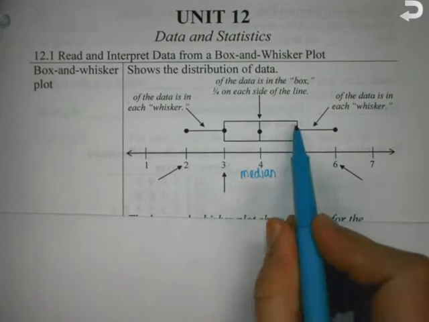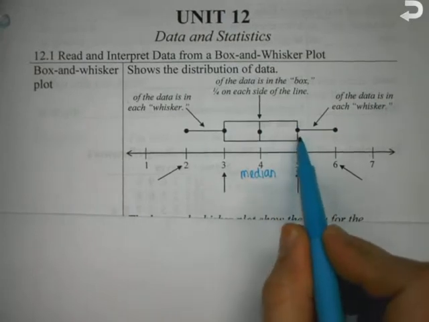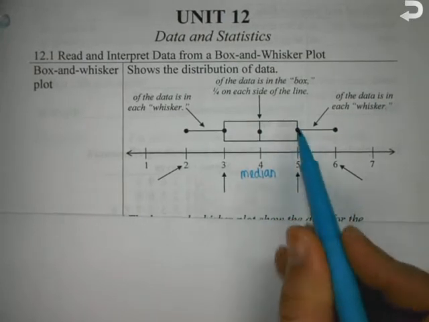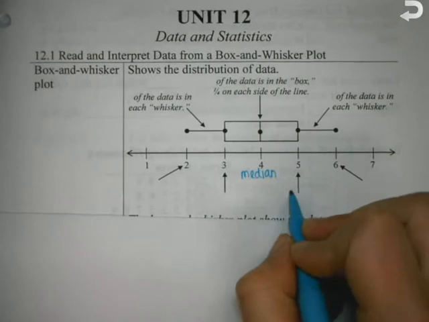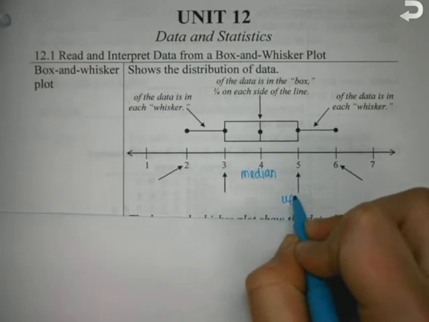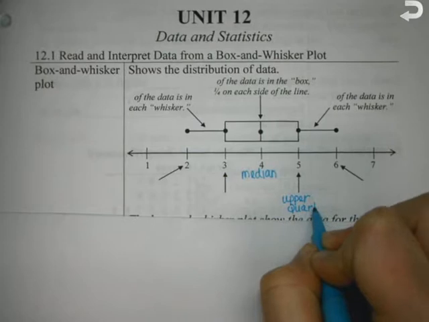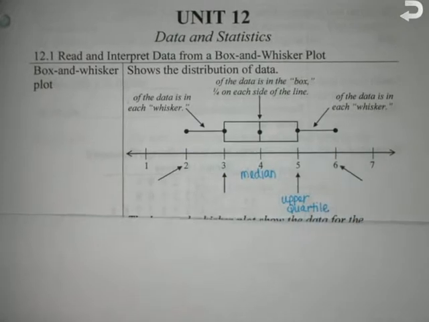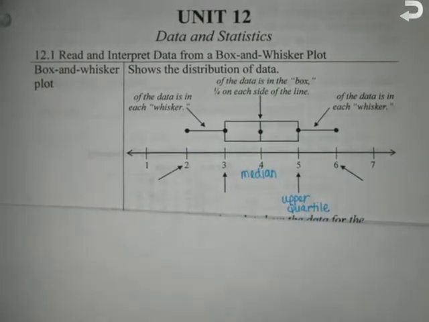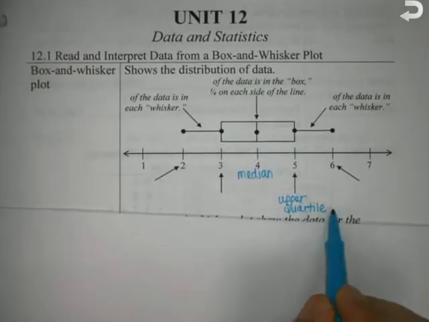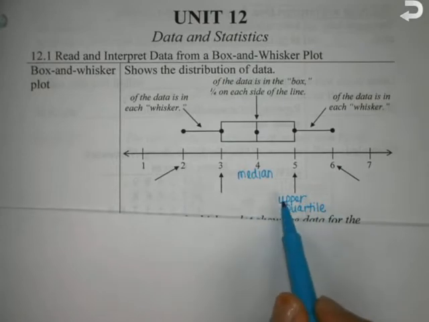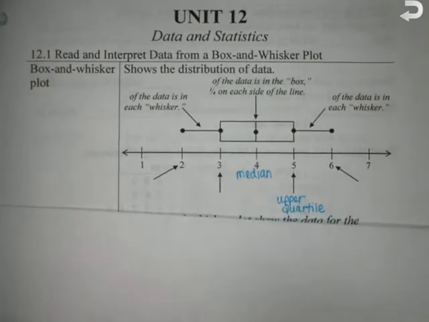The part where the box ends, the largest part where the box ends, is called the upper quartile. Quartile. What word do you see in quartile? Quart. What does quar mean? Like quad? It means how many? 4. So that means that our data is split into 4 different parts.